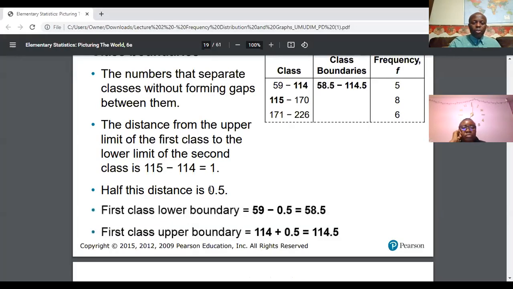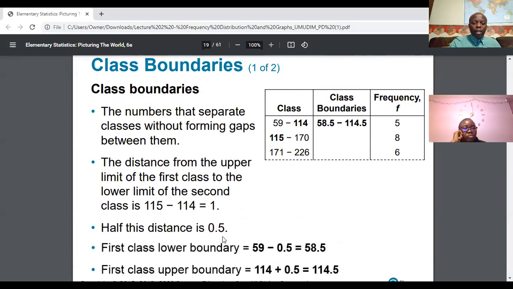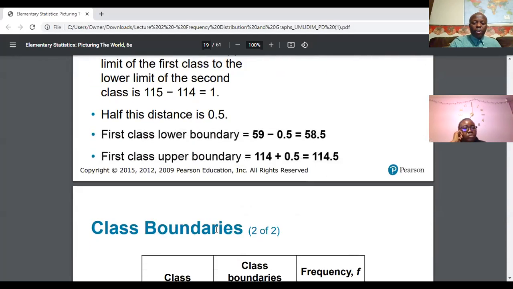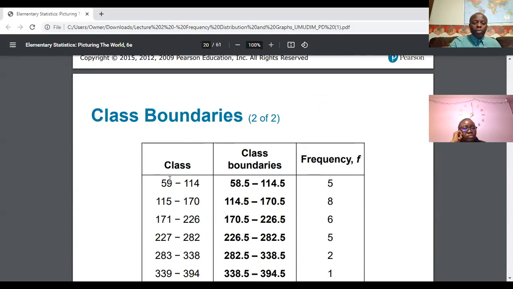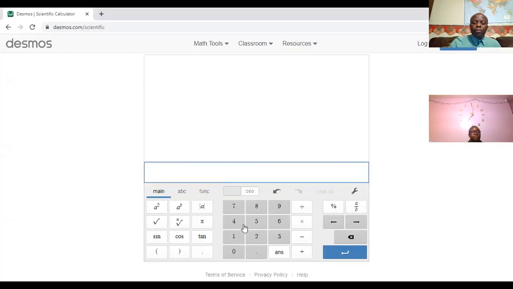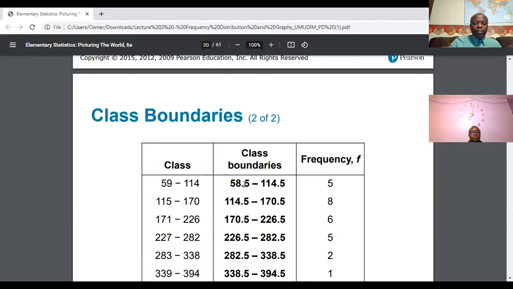Once you get this number, the next thing is to subtract it from everything on the left side, and add it on the right side. So 59 minus 0.5 gives me 58.5. And that's what you see as the first lower class boundary. You can see right here, 58.5.